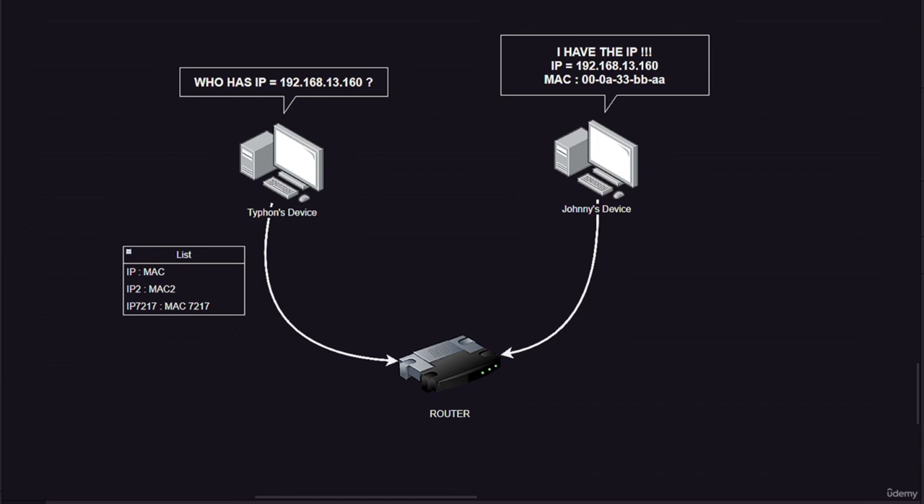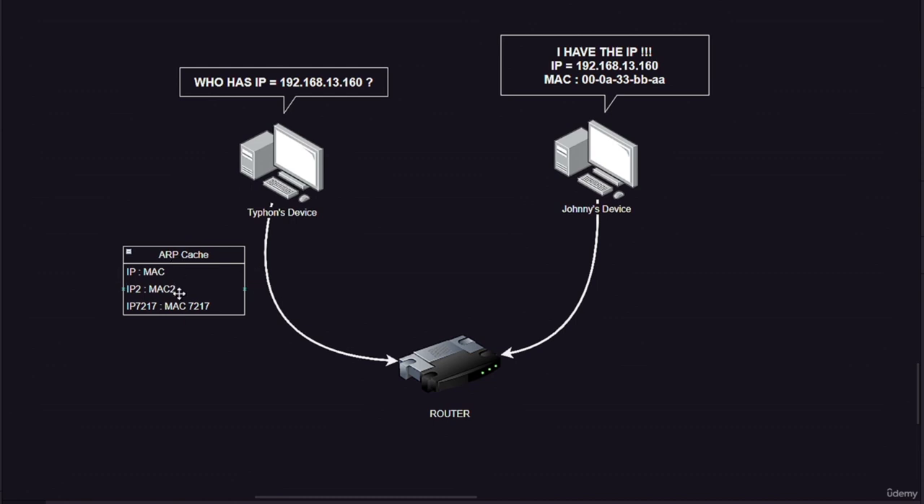Now, in order to find the MAC address of Johnny's device, Typhoon's device, as I said, will first look inside an internal list maintained by it called the ARP cache. It is also called the ARP list in some places. It will check the ARP cache to see whether Johnny's device IP address is mapped to a physical MAC address inside its table. So this is called the ARP list, or ARP table, as well.